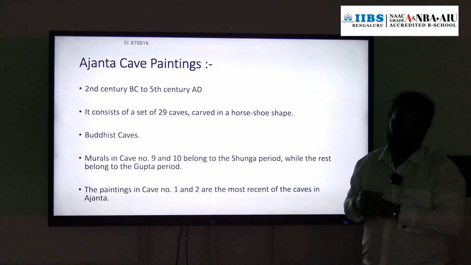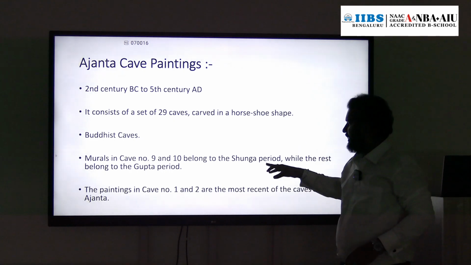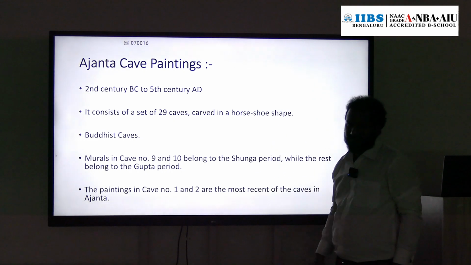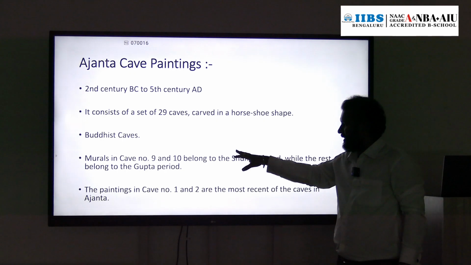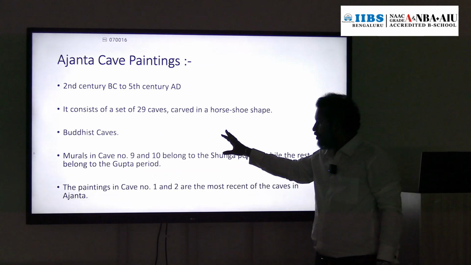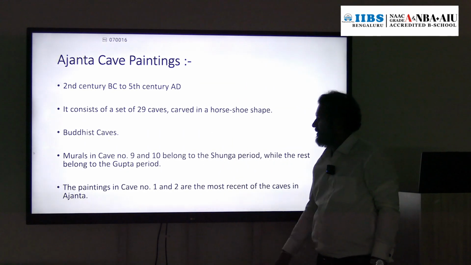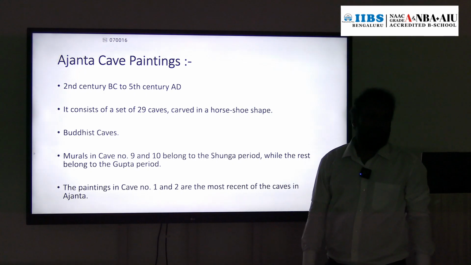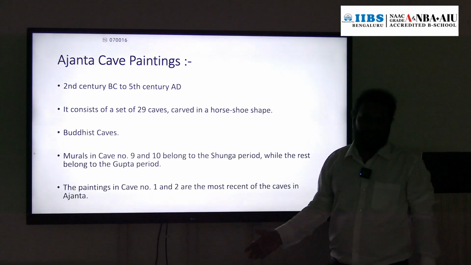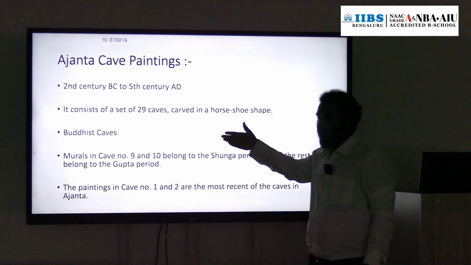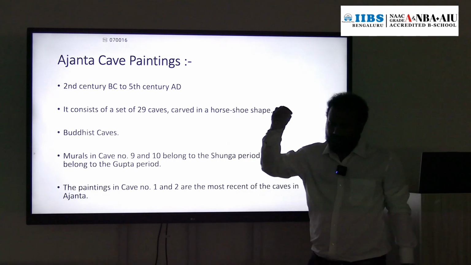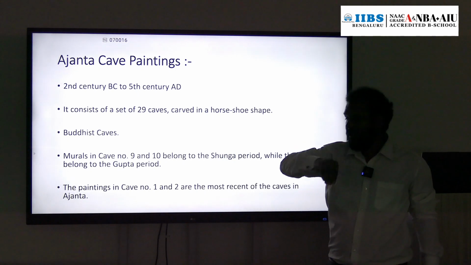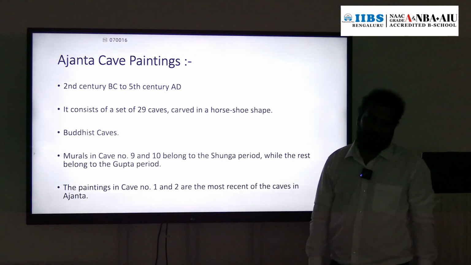Mural paintings are present in cave number 9 and 10. Okay. So in cave number 9 and 10 the mural paintings are there, right? Those paintings belong to the Shunga period. Pushyamitra Shunga, I hope you remember, after the Mauryans. Then the rest of the caves where mural paintings are there belong to the Gupta period.